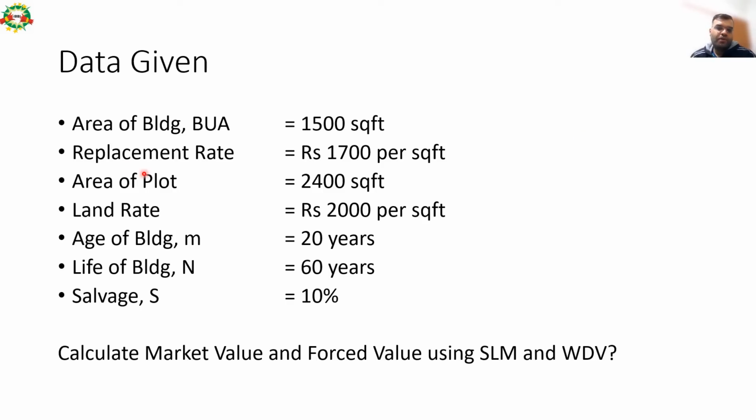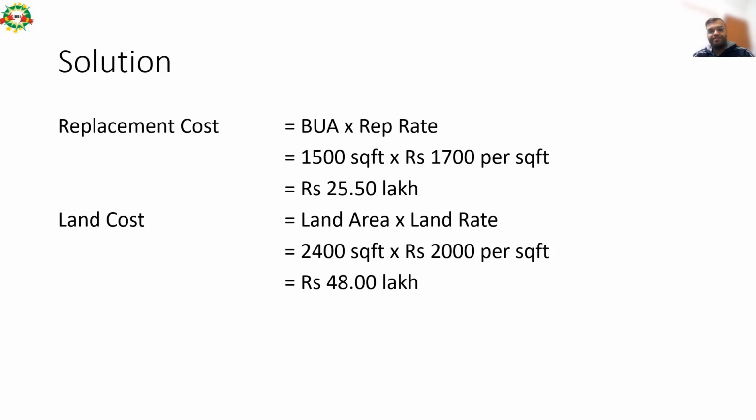So again, first of all, write out the data given in the question. The area of the total building is equal to 1500 square feet. Replacement rate is given as 1700 rupees per square feet. Area of the plot is given as 2400 square feet. Land rate is given as 2000 rupees per square feet. Age of the building is given, M, 20 years. Life of the building is given as 60 years. Salvage percentage is given as 10%. So we have to calculate the market value and forced value using SLM and WDV methods.